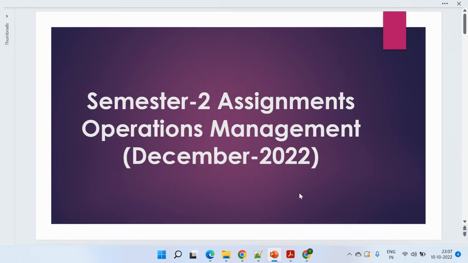This is applicable for the December 2022 cycle. So all the students who have registered in the months of maybe January, February, March 2022 are all applicable for this particular assignment. You can access the assignments from your portal.